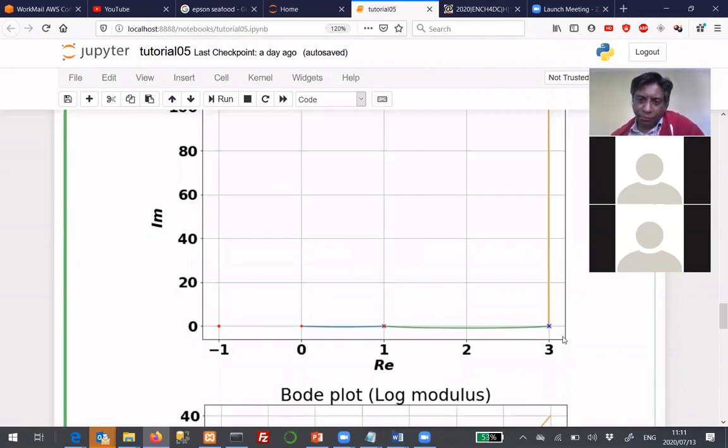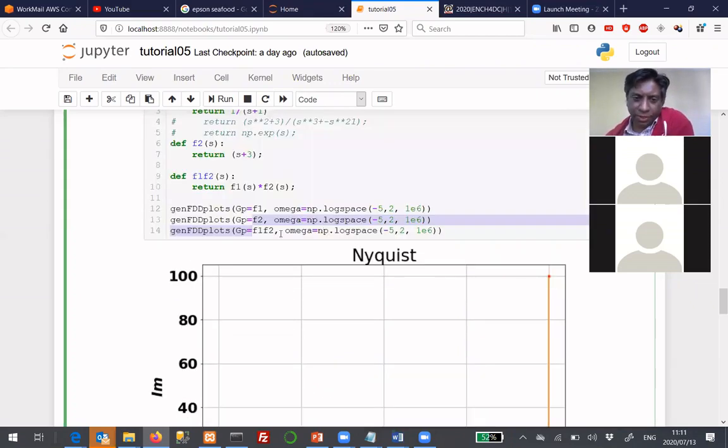And of course, from this plot, we can't see an easy way to make the combination of the two. So of course, I've gone and generated the product of these two functions.